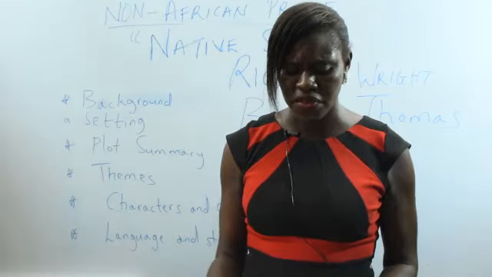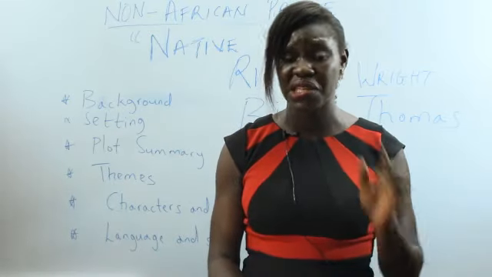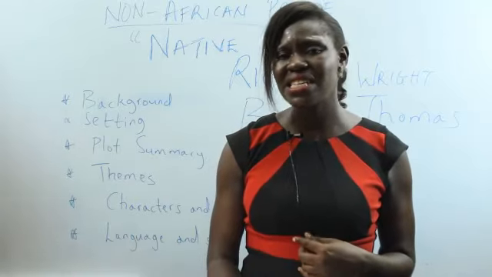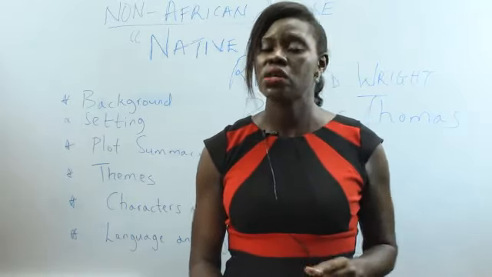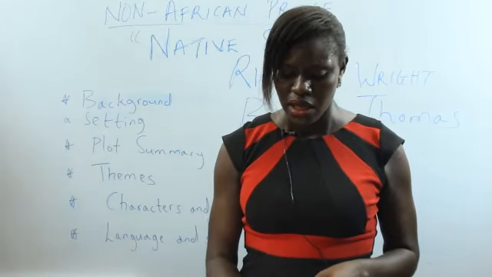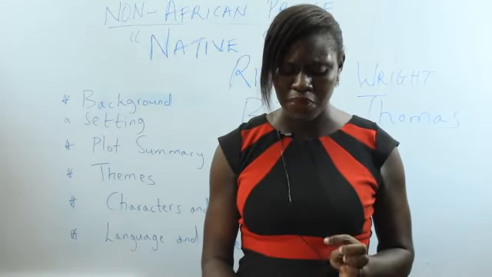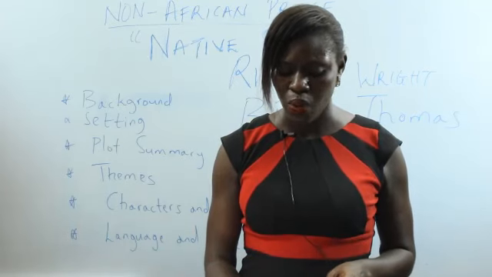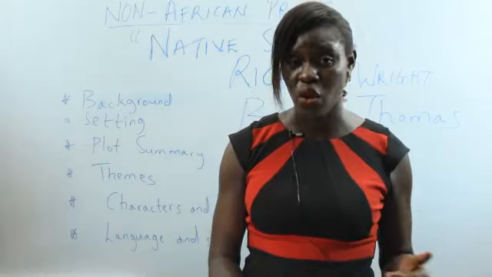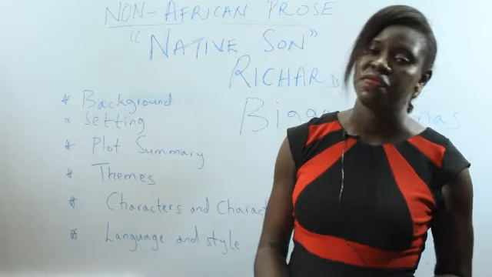In the first part of the novel, when Bigger Thomas is discussing with his friend, he tells his friend that he dreams of being a pilot, but he's frustrated, he's angry because the white people will not allow them to be anything. Thus, the whites dictate how black people should live and what they cannot do with their lives.